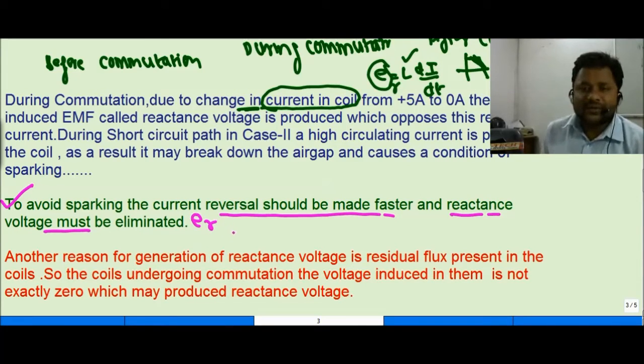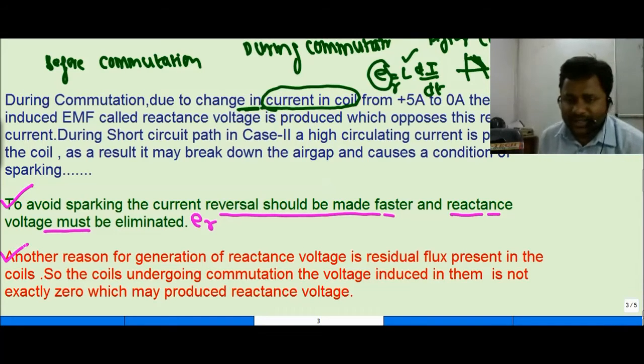Otherwise, we have to suffer a huge circulating current in the brush axis. Now, another reason for generation of reactance voltage is the residual flux present in the coils. So in the coils undergoing commutation, the voltage induced in them is not exactly 0, which may produce the reactance voltage.